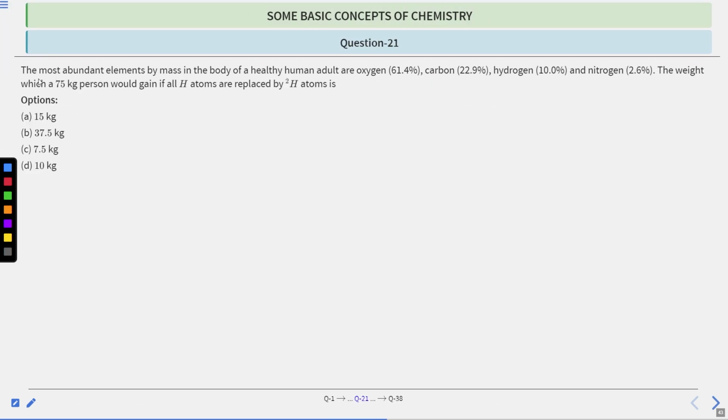Moving on to our question number 21. The most abundant elements by mass in the body of a healthy human adult are oxygen, that is 61.4%, carbon, that is 22.9%, hydrogen, that is 10%, and nitrogen, that is 2.6%. The weight which a 75 kg person would gain if all hydrogen atoms are replaced by deuterium atoms is. So here the hydrogen has atomic mass 2. Options are 15 kg, 37.5 kg, 7.5 kg, or 10 kg. You have 10 seconds to solve this question by yourself. After that, we will solve this question.